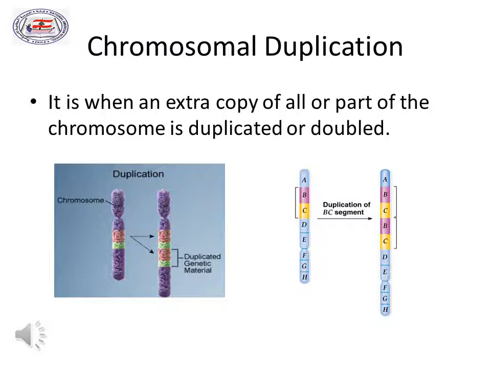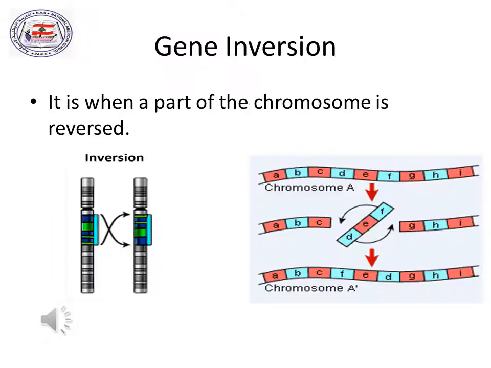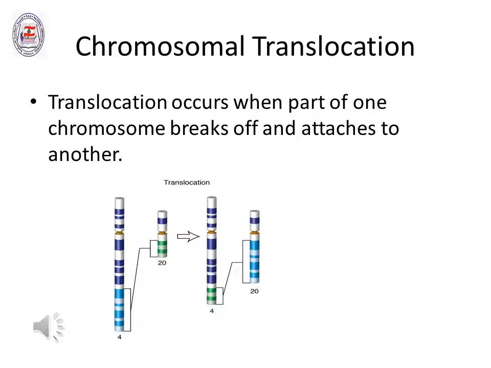Chromosomal duplication is when an extra copy of all or part of the chromosome is duplicated or doubled. Chromosomal inversion is when part of the chromosome is reversed. Finally, chromosomal translocation occurs when part of one chromosome breaks off and attaches to another chromosome.